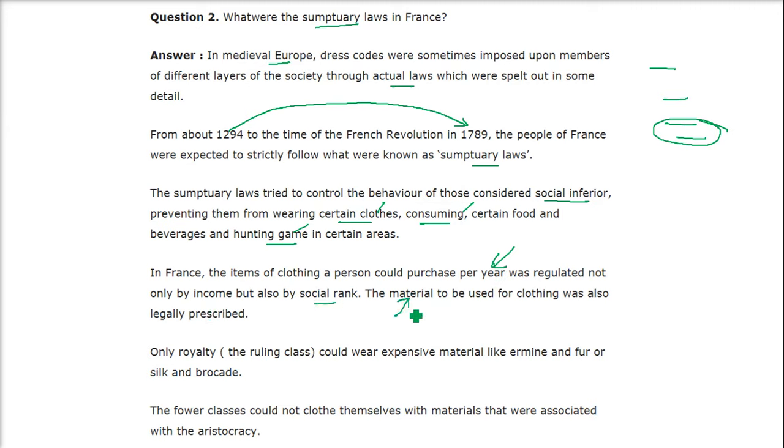And the material of the cloth was also legally defined or prescribed. Only the ruling class or the royalty could wear expensive materials like ermine and fur or silk or brocade. But the lower classes could not do this. They could not use these materials, which were only associated with the royalty or the aristocracy.